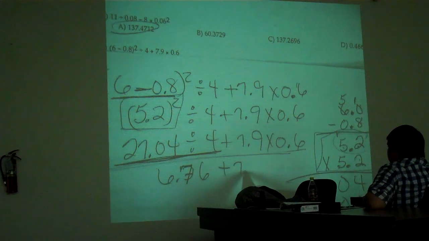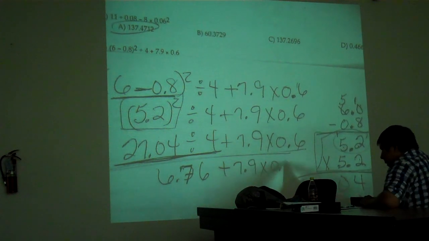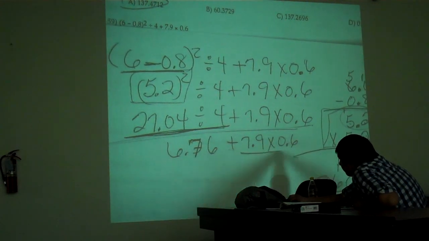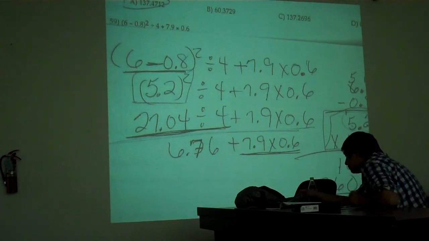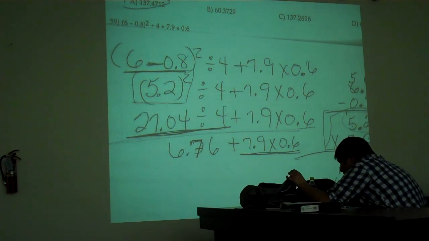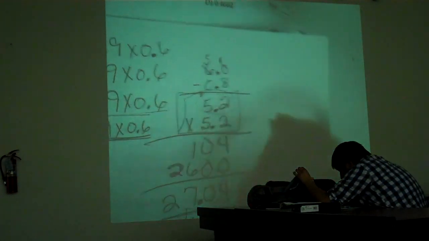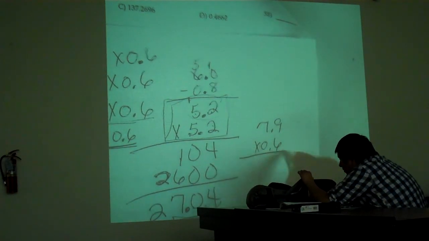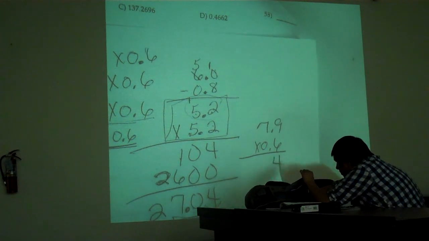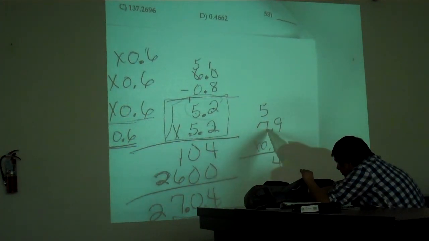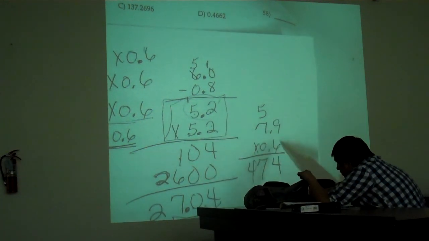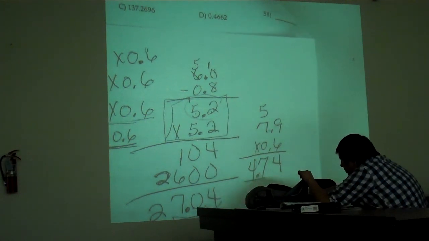Rewrite everything else. Okay, are we going to add next? We're going to multiply. Don't add till you've done all your multiply and divide. So multiply that next. 7.9 times 0.6. 6 times 9, 54. 6 times 7, plus 5, 47. 2 numbers behind the decimal. 1, 2. 4.74.